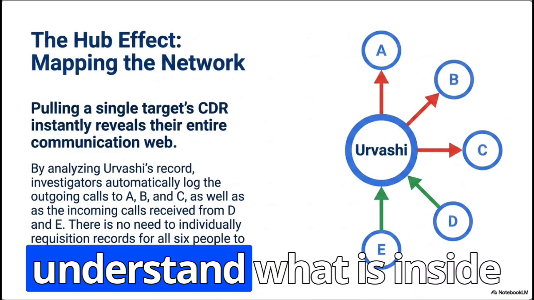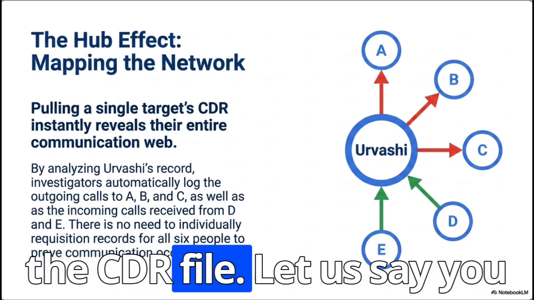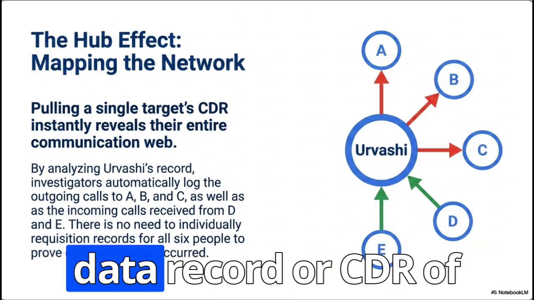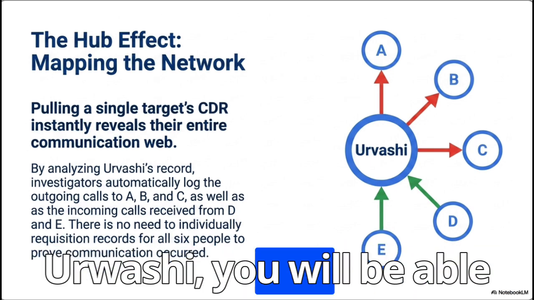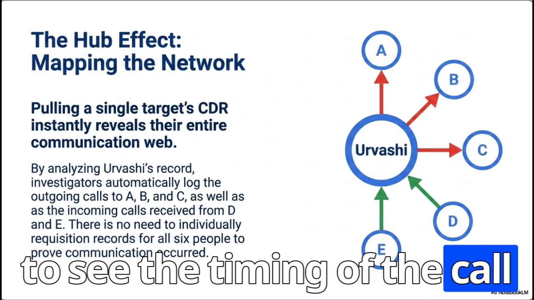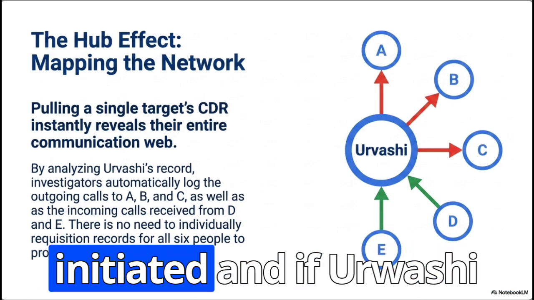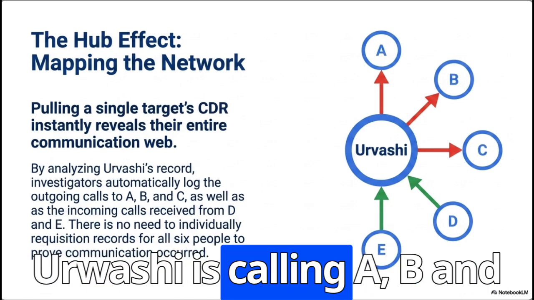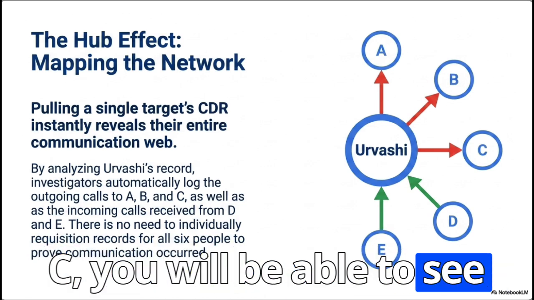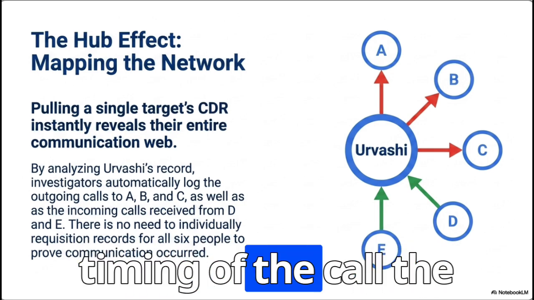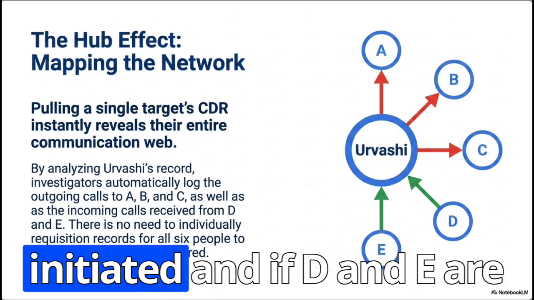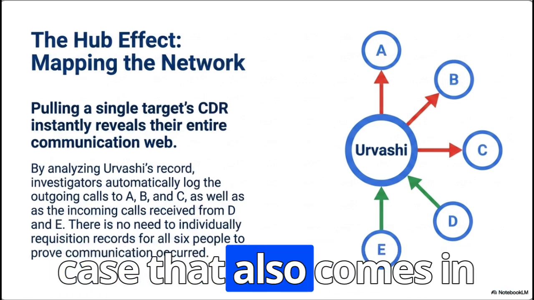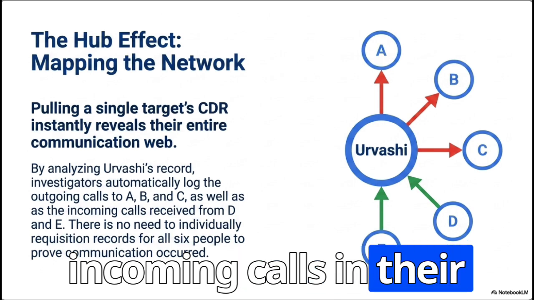Now let's try to understand what is inside the CDR file. Let's say you have a suspect called Urvashi. If you get the call data record or CDR of Urvashi, you will be able to see the timing of the call, from where the call was initiated, and if Urvashi gets a call. So let's say Urvashi is calling A, B and C, you will be able to see the call logs, that is the timing when the call was initiated, and if D and E are calling Urvashi, in that case that also comes in incoming calls in their record.